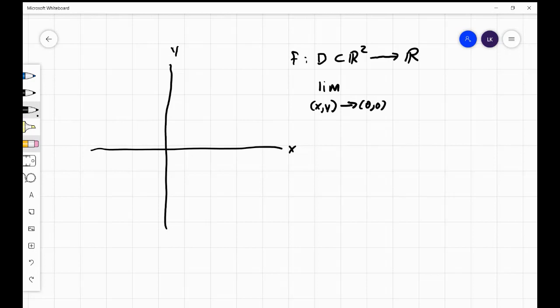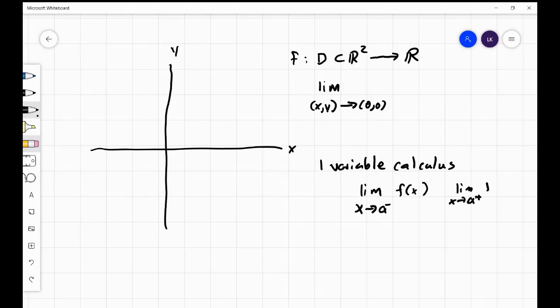And the big idea is that just like with one variable calculus, for a limit to exist, the limit from the left and the right agree. So the limit in one variable calculus as x approaches some number a from the left of a function has to exist, and the limit as x approaches a from the other side, the positive side, has to exist, and they have to agree. And then we could say that the limit in general exists.